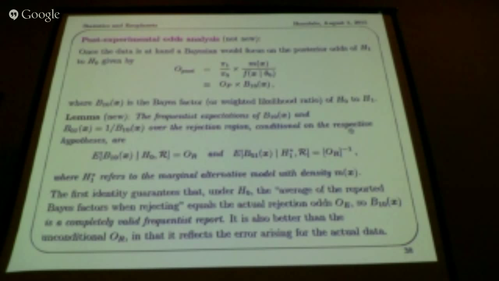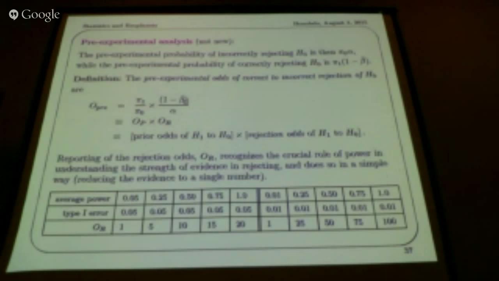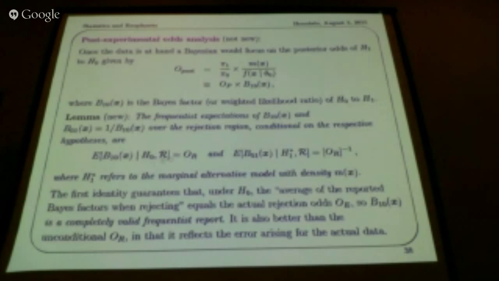Here's the kind of result that I ran across about a year ago, and how fascinating it is that it's a simple computation. Let me just go to the formula and talk about it. If I look at the Bayes factor and I take its expectation under the null hypothesis and over the rejection region, I get exactly the rejection odds. I get exactly power over alpha. What that means, according to frequentist reasoning, is that if my average Bayes factor is equal to the pre-experimental quantity, then the Bayes factor itself is fully frequentist.